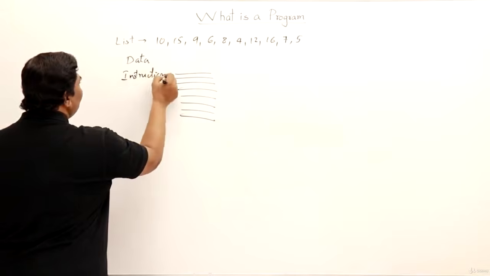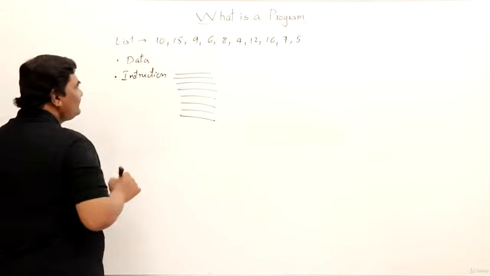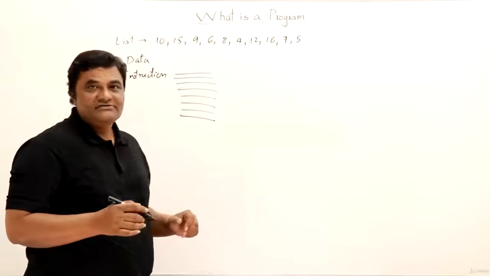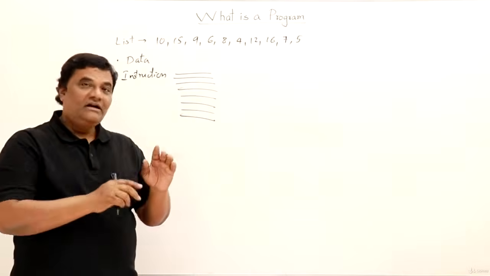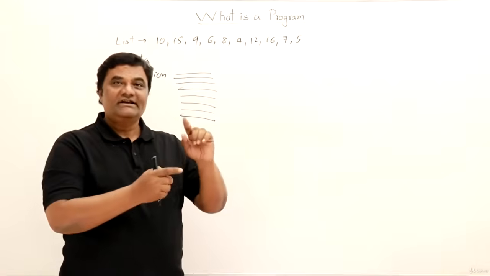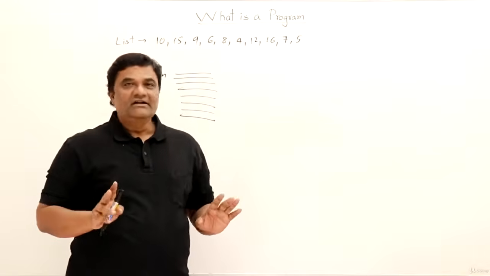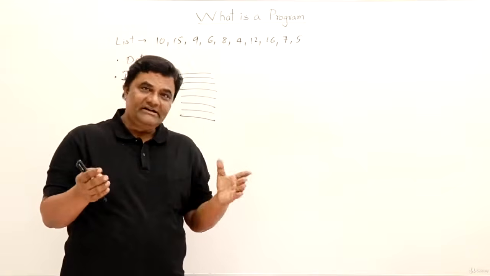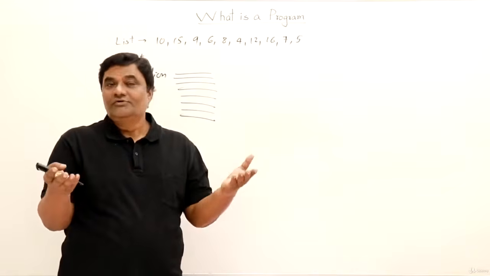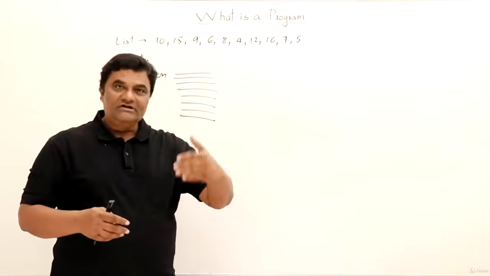So there are two things now, data and the instructions upon that data. A program is nothing but a collection of data and the set of operations or instructions on that data. So we have to focus on only two things in our programs: what is the data you have and what you want to do with that data. So what are the steps?